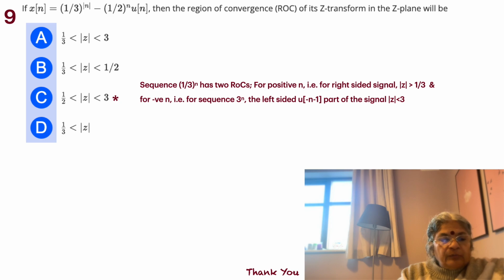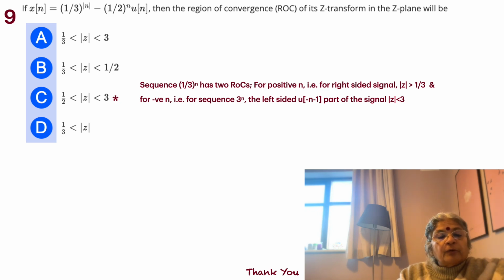This seems to be very easy. If xn is equal to 1 by 3 raised to the absolute value of n, there are two components to the sequence 1 by 3 raised to n. One is of course when n is positive, and the other is when n is negative.